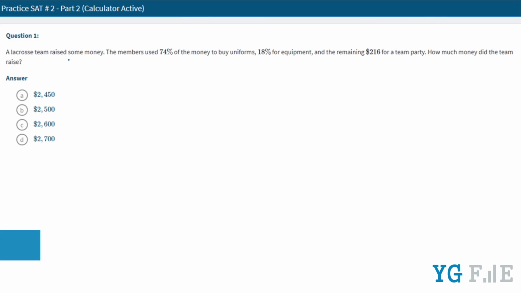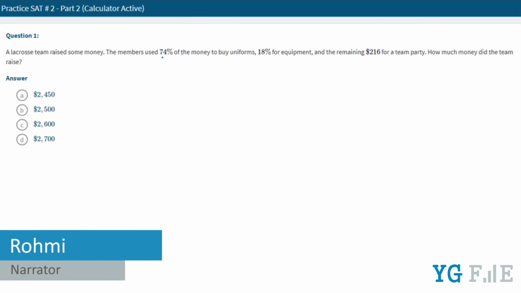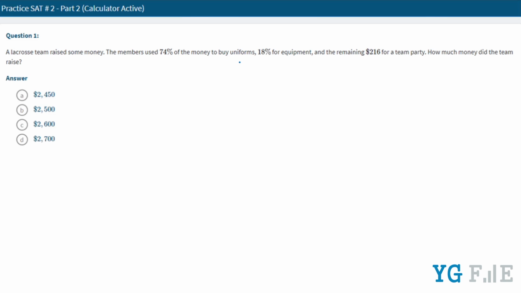Sarah's team raised some money. The members used 74% of the money to buy uniforms, 18% for equipment, and the remaining $216 for a team party. How much money did the team raise?